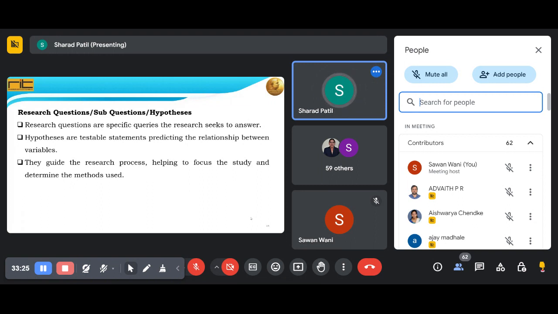So hypotheses are testable statements. These should be clear, clearly understandable statements. These are testable statements predicting the relationship between the variables. Whatever variables you decide in your research work, suppose conductivity is there, pressure is there, temperature is there, and I say that because of the change in conductivity of the material, there is improvement in the heat transfer.